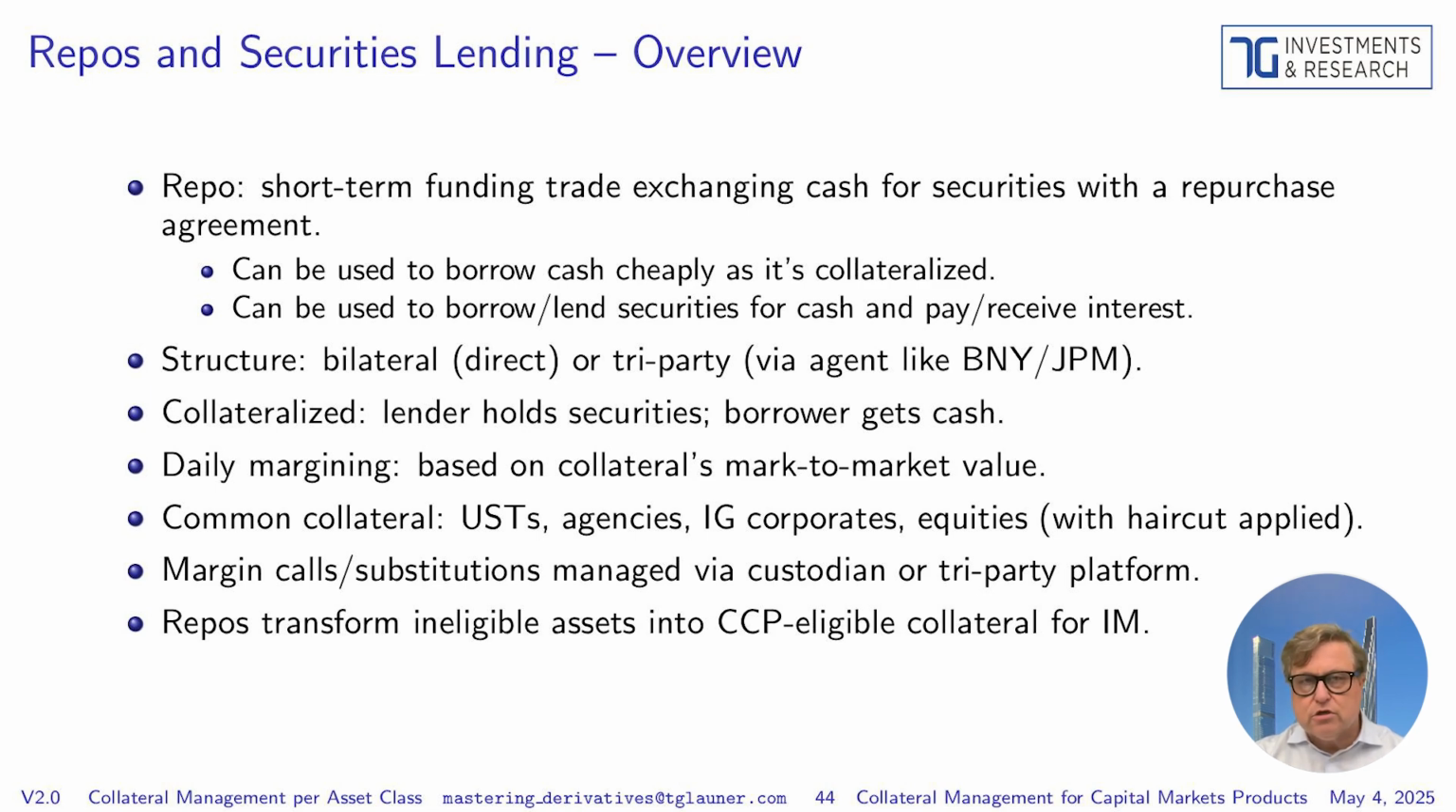Common types of collateral include U.S. Treasuries, agency bonds, investment-grade corporate bonds, and equities. A haircut is usually applied to these assets to account for risk. This haircut is very similar to the initial margin for the other asset classes we had discussed. Margin calls and substitutions are managed through a custodian or a tri-party platform to ensure proper handling of collateral adjustments. Repos also have the ability to transform ineligible assets into clearing counterparty eligible collateral for initial margin requirements. We'll give a use case of this a little later.